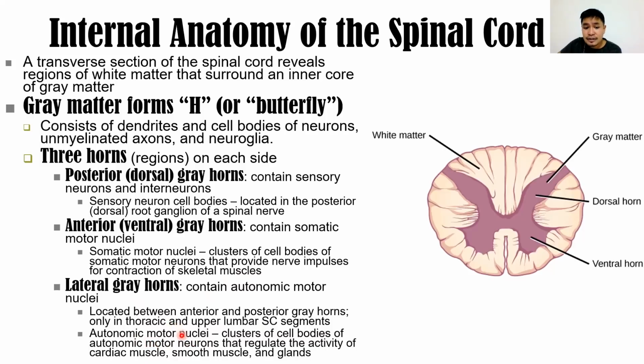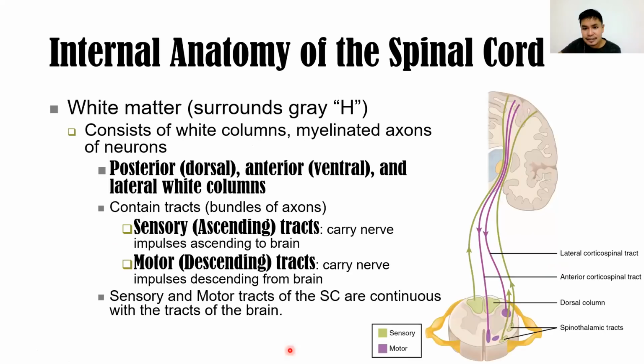And of course, it contains autonomic motor nuclei, clusters of cell bodies of autonomic motor neurons that regulate the activity of cardiac muscle, smooth muscle, and glands. Autonomic, can we control? No, we cannot control. So cardiac muscle, smooth muscle, and glands. Posterior sensory and interneuron. Anterior somatic motor neuron, we can control skeletal muscles. Lateral gray horn, autonomic motor nuclei, cardiac muscle, smooth muscle, glands. We cannot control, involuntary. Okay, gray horn, gray matter, letter H or butterfly, the center of the spinal cord.